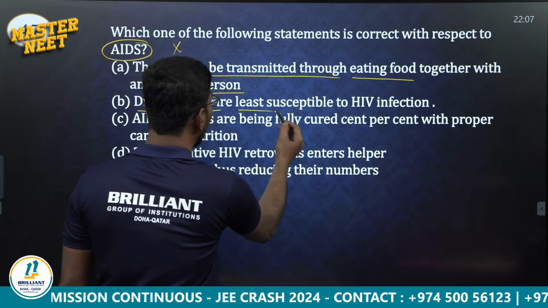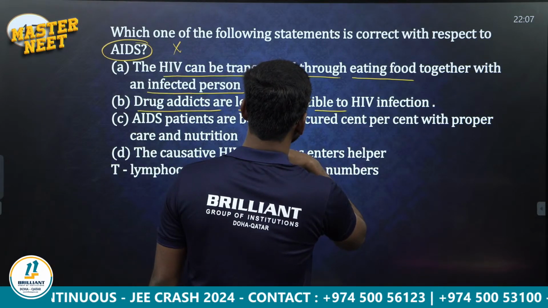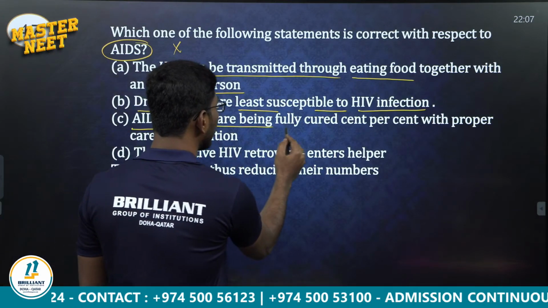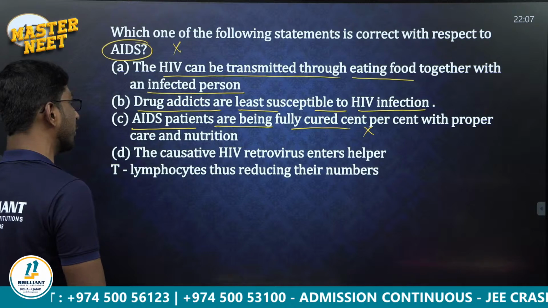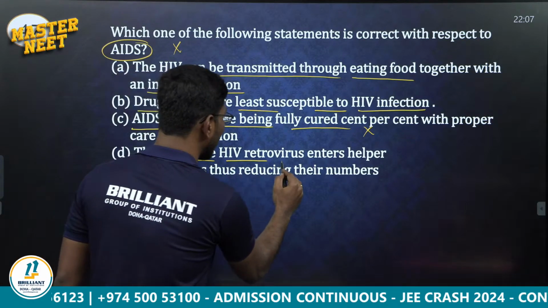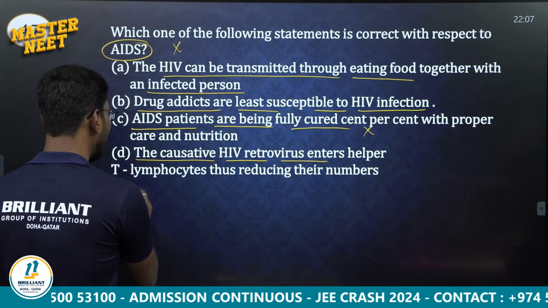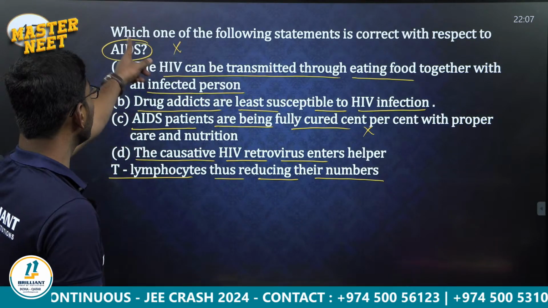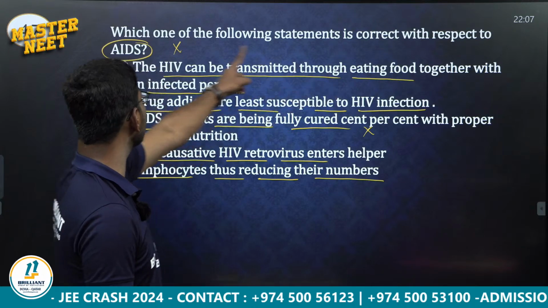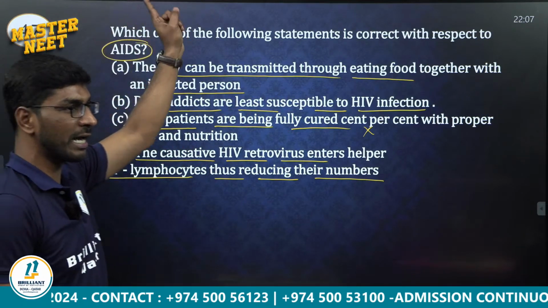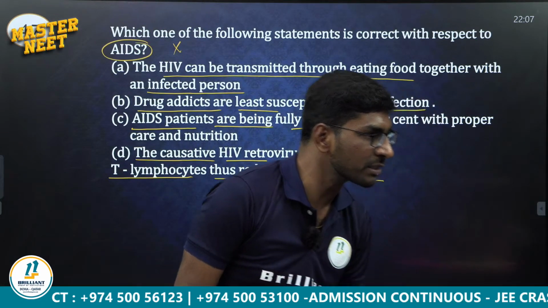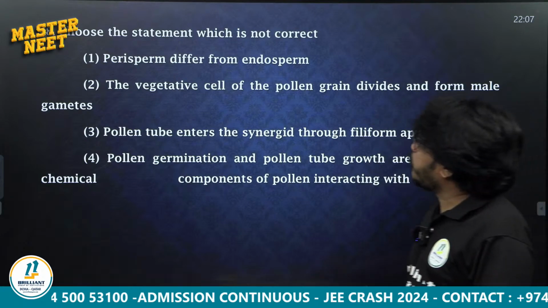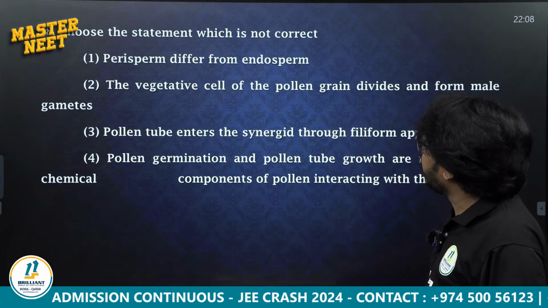Drug addicts are least susceptible to HIV infection. Next, HIV/AIDS patients can be fully cured. No, they cannot be fully cured. The causative HIV/AIDS retrovirus enters the helper T cell, thus reducing their number, is given. So tell me, which of the following statements is correct with respect to AIDS? What is the correct answer of this question? Good. So I am writing Option D.